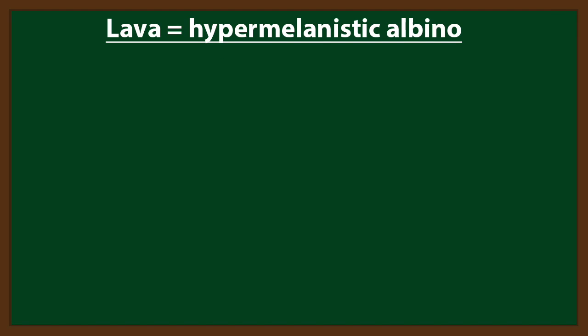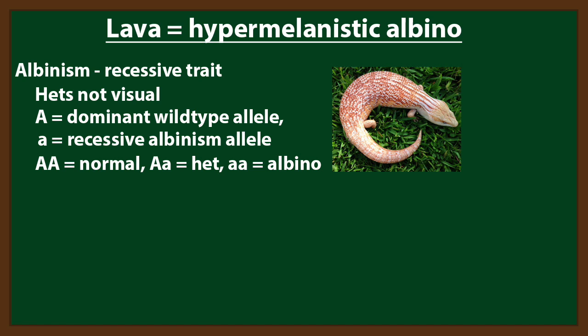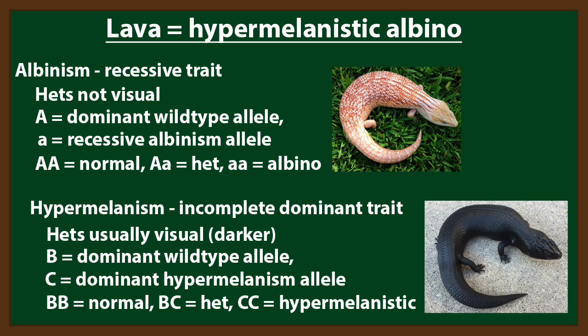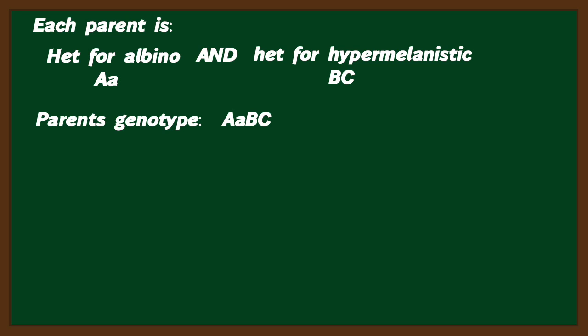The larva is homozygous for two traits, albinism and hypomelanism. Albinism is a recessive trait, with the hets being indistinguishable from the homozygote normal. We will use big A, small a as the two alleles. Hypomelanism is an incomplete dominant trait, with the hets usually being identifiable as they are often darker than homozygous normal. We will use a B as the wild-type allele and a C as the hypomelanism allele. For our Punnett square, we will use parents which are heterozygous for both albinism and hypomelanism. The genotype will be big A, small a, B, C.